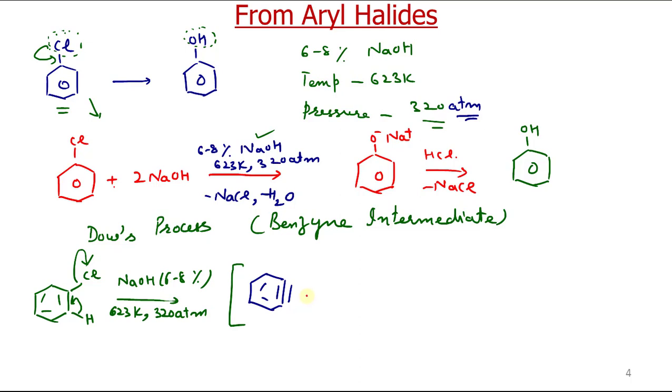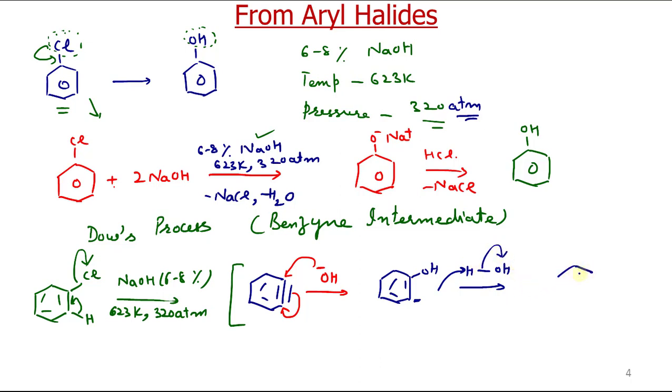Now they can undergo a reaction. Nucleophilic addition: OH negative can add here, so these electrons shift here. What we get is OH, and here you get a negative charge. Now this can abstract a proton from water, and we get phenol. So this is how the reaction occurs.